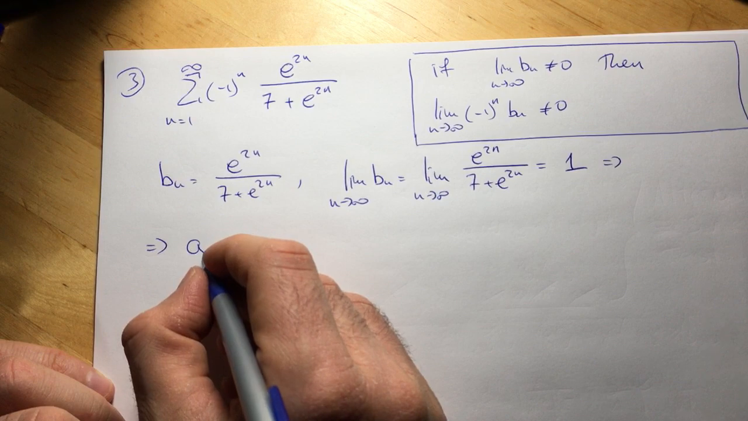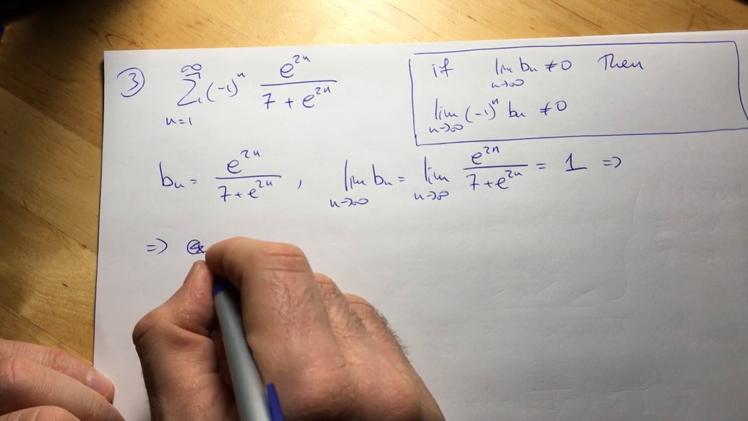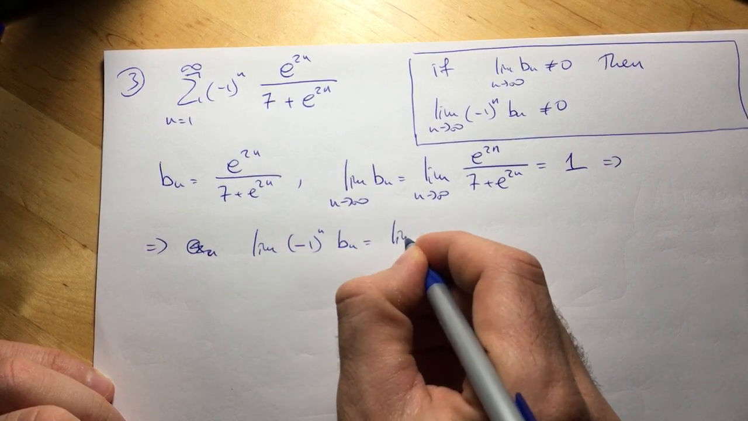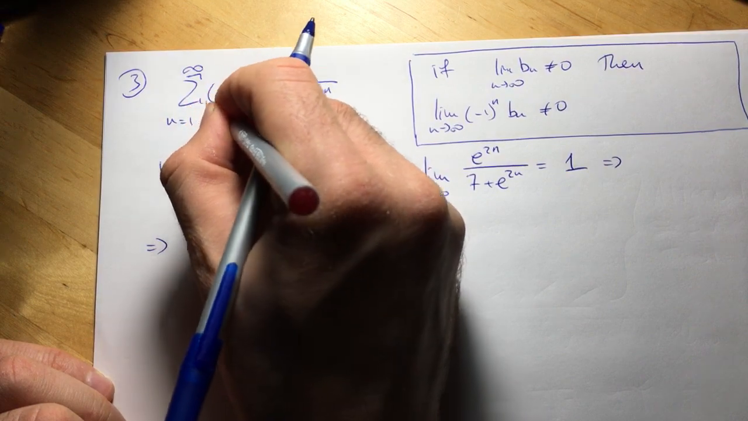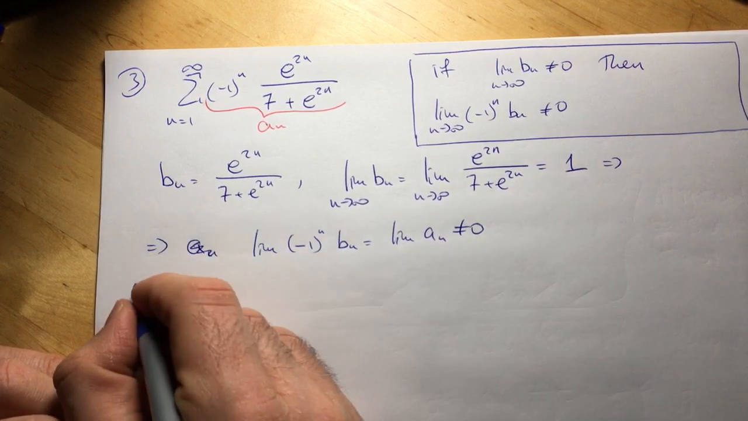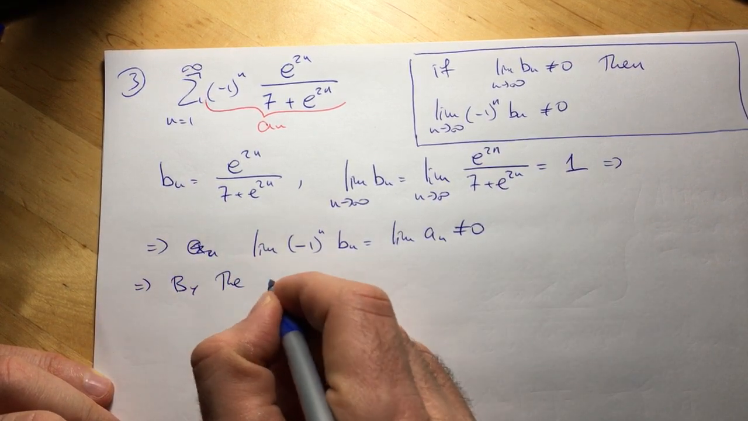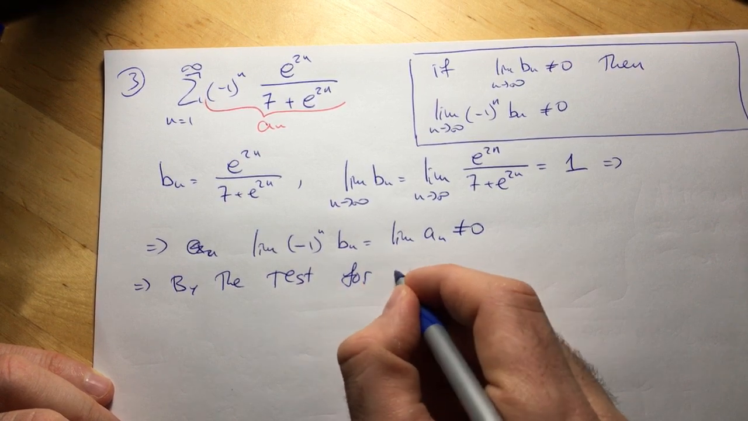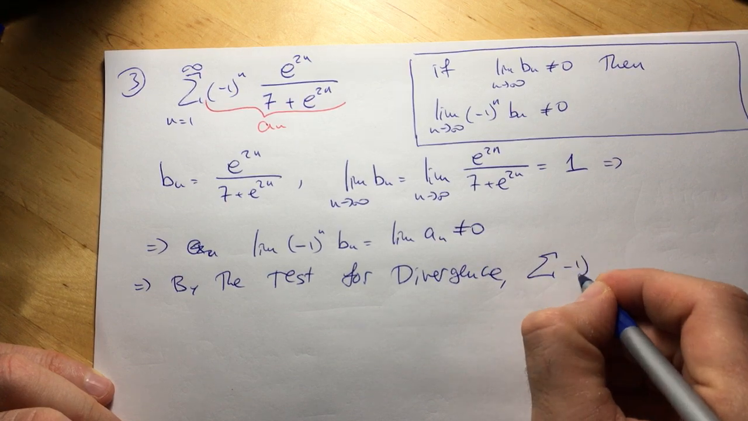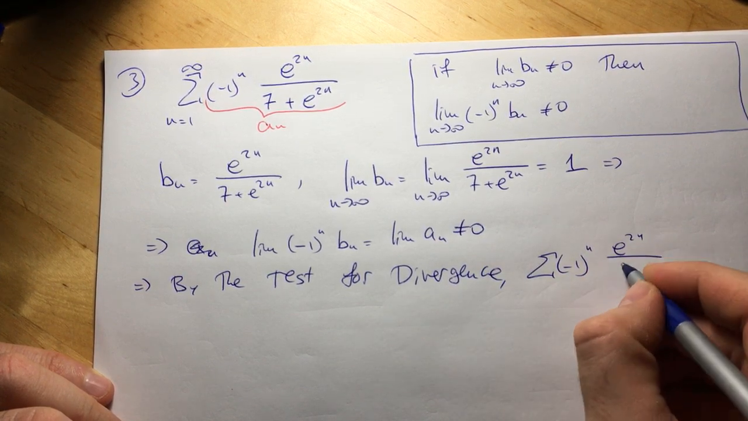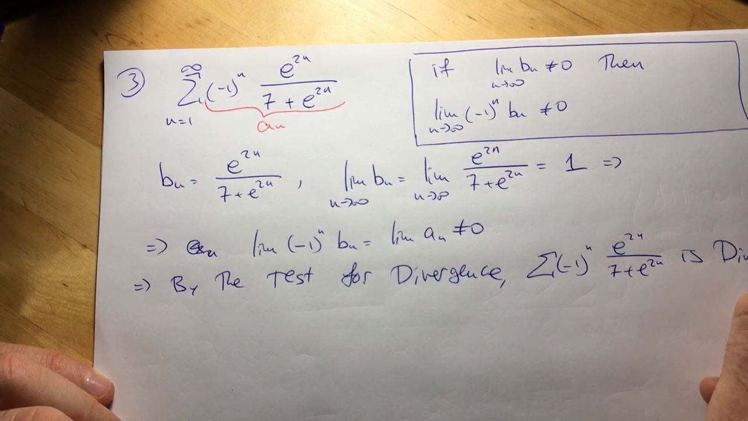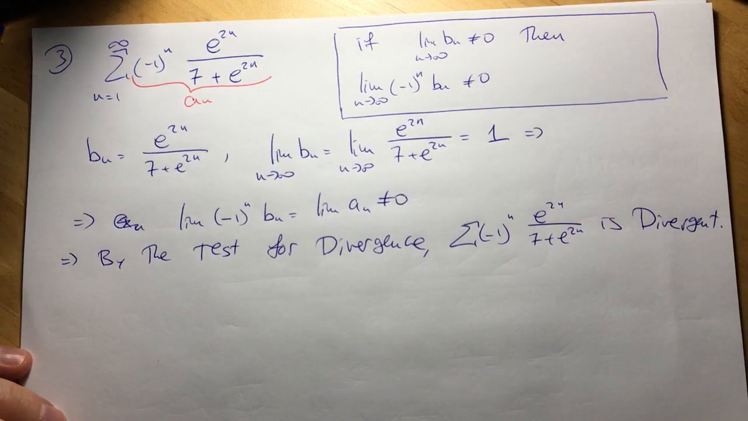which implies that the limit of negative 1 to power n times b_n, which is nothing else but the limit of a_n, is not 0, then by the test for divergence we conclude that the sum of negative 1 to power n e to power 2n over 7 plus e to power 2n is divergent.